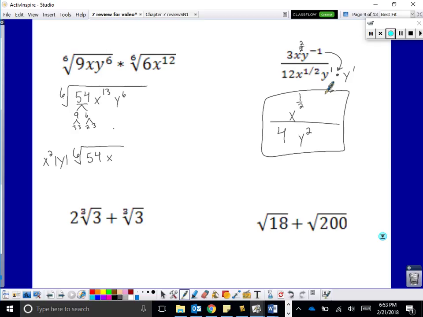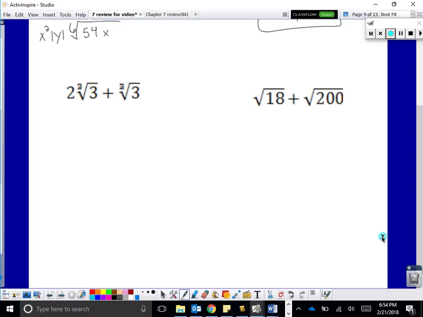Okay, moving on. Adding these, again, you need to have like terms in order to combine them. I have that. Cube root of 3, cube root of 3. There's a 1 out front here. This one's easy. 3 cube root of 3.